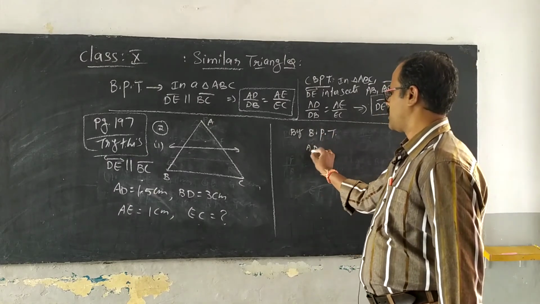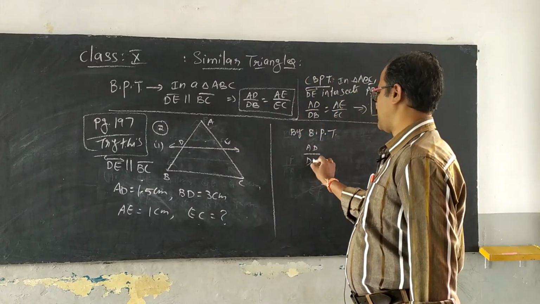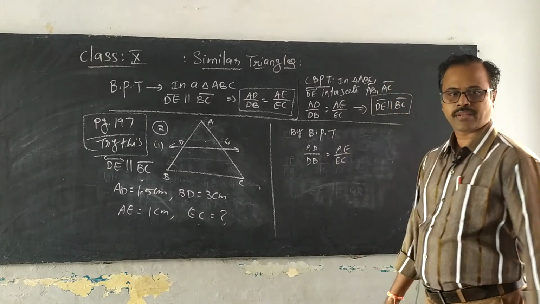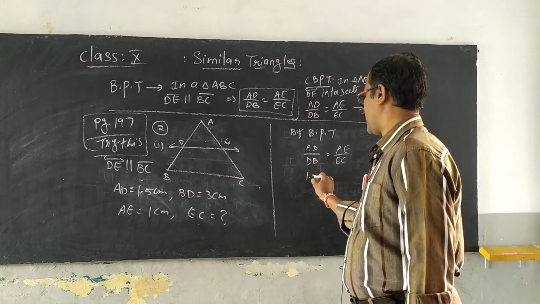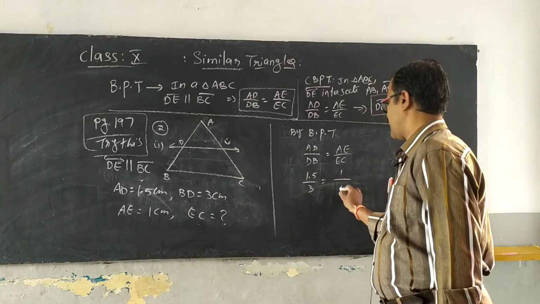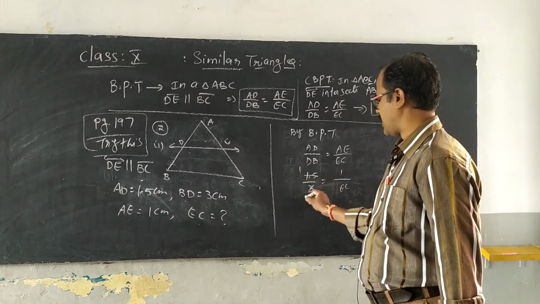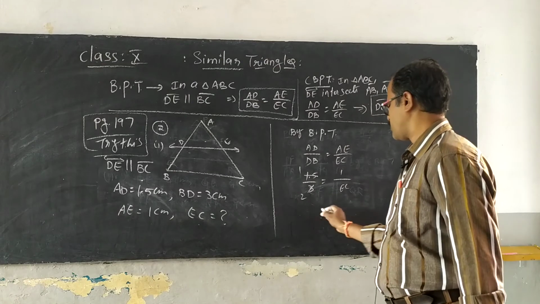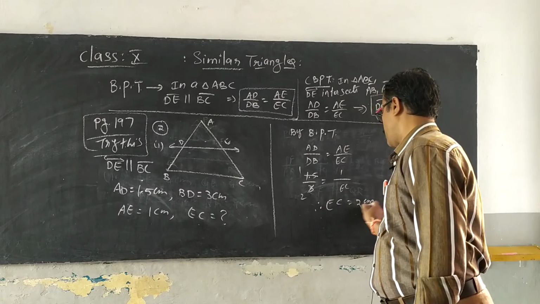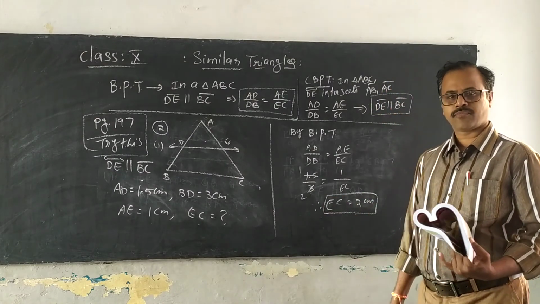You can say that AD by DB is equal to AE by EC. We substitute the values. 1.5 by 3 is equal to 1 by EC. 15 by 30, so 1 by 2. Make a cross multiplication, and you write EC is equal to 2 centimeters. Okay, did you understand? Very nice.